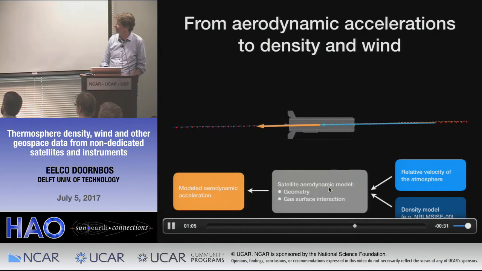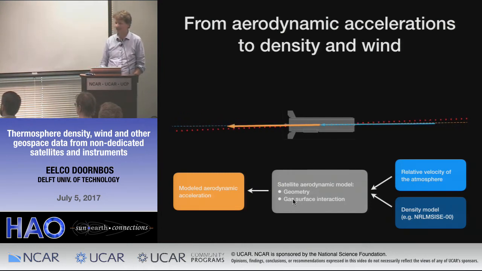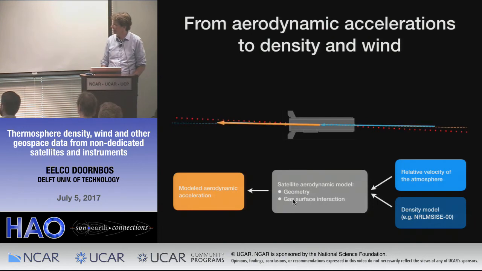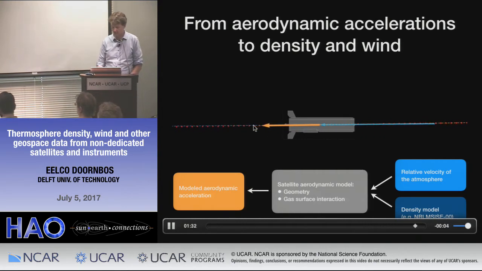And then we have a satellite aerodynamic model, which consists of a geometry model. We need to know the shape of the satellite, and we need to know how the particles interact with the satellite. That's also not so easy. I put it here in a few words, but that's basically an entire discipline as well, in which not much research has been going on, unfortunately. But if you combine all of this, you get some modeled acceleration out of it. So this is a sort of forward model.